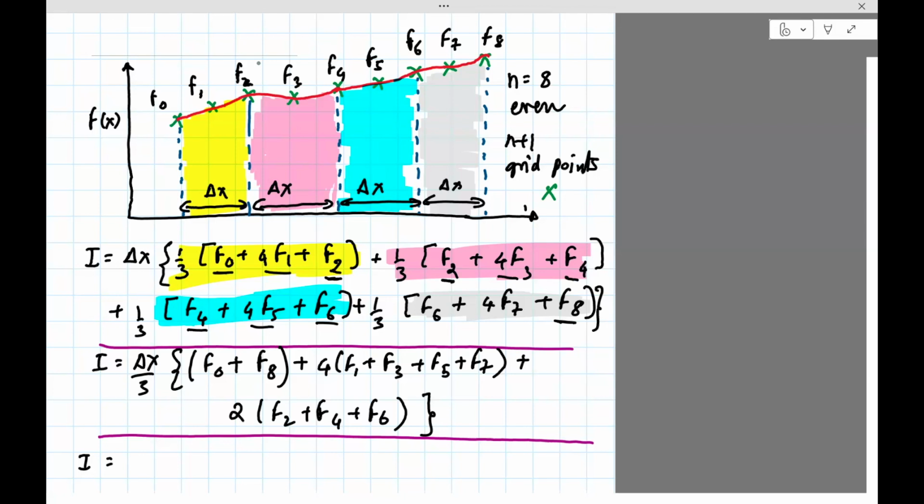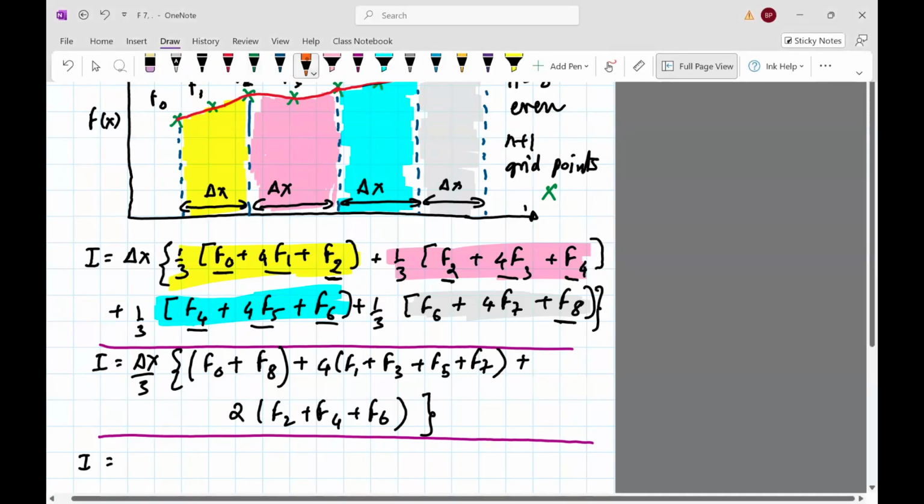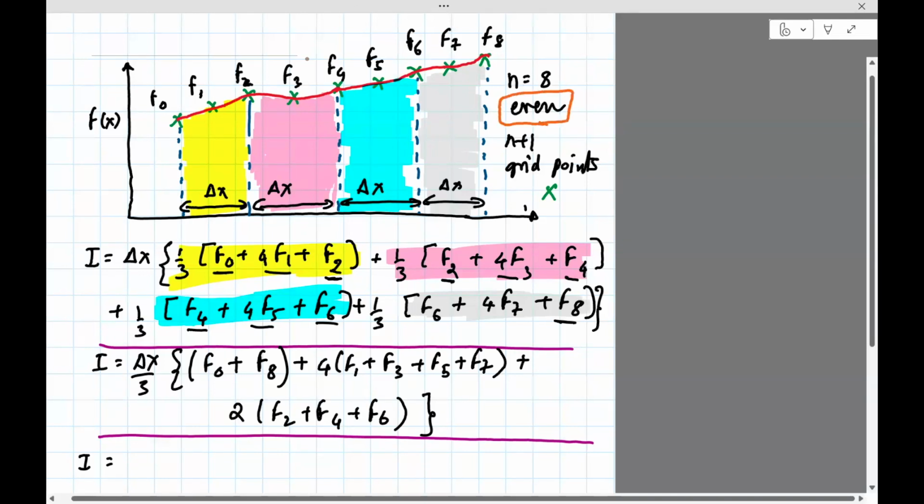Now, if I want to start from 1, then the logic will change. The last point would be called f7, which means it will be odd. But let's just stick to this convention where we start counting from 0, go all the way to n equals an even number, and that's where you can apply Simpson's 1/3 rule. You cannot apply it if n is odd. That's very important. Okay, n has to be even.